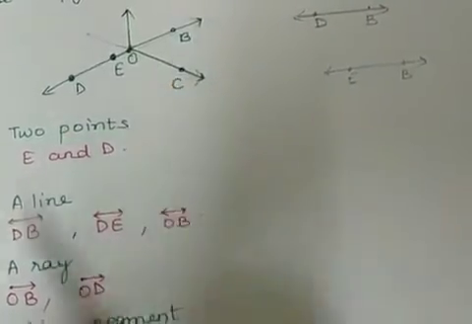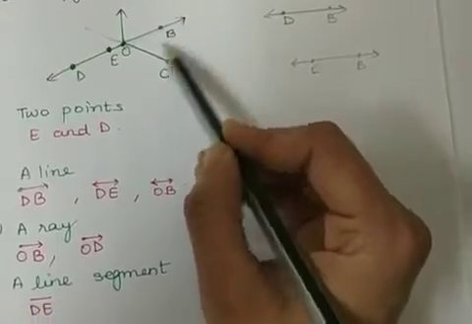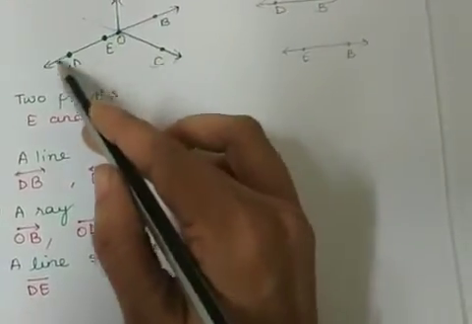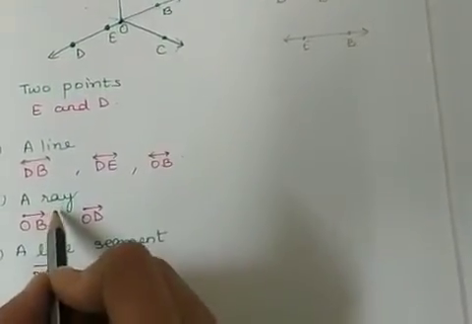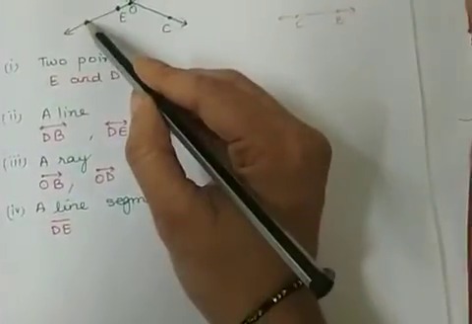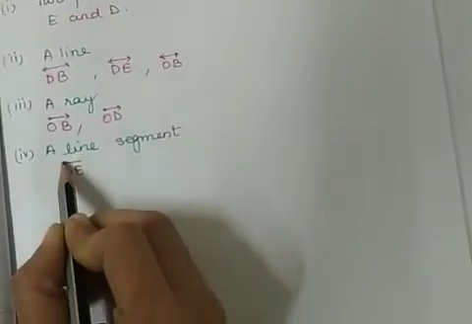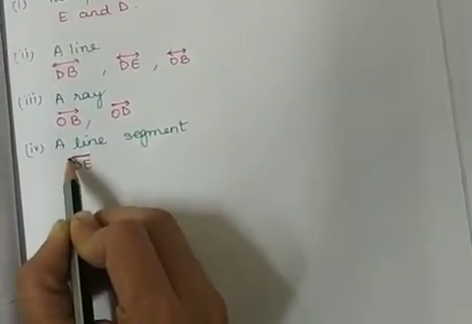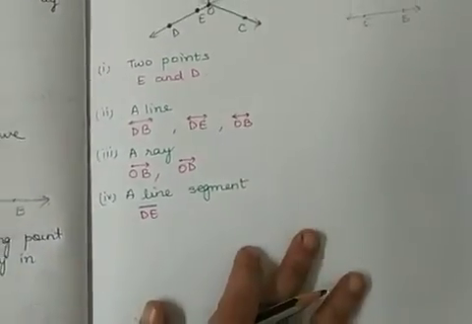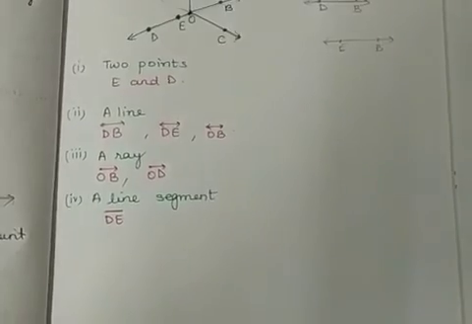Now name one ray. I can take OB, or OD can also be taken as a ray. So any one you can take. Which is a line segment? Line segment DE, DB, OD, OB. The only thing is you have to denote it with a bar on top like this, without any arrow. So these are the different types of lines that we have seen.